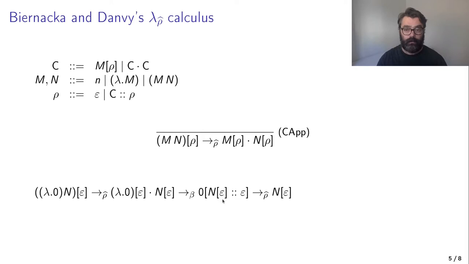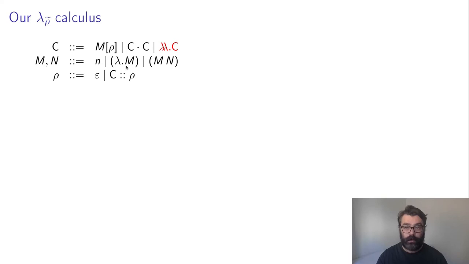Biernacka and Biernacki's lambda hat rho is enough for weak reduction. They give account of both call-by-name and call-by-value weak reducing strategies in this calculus. However, it cannot accommodate full reducing strategies. We remedy this by further extending the calculus with a constructor for closure abstraction. We also provide a new expansion rule that expands abstractions into closure abstractions.